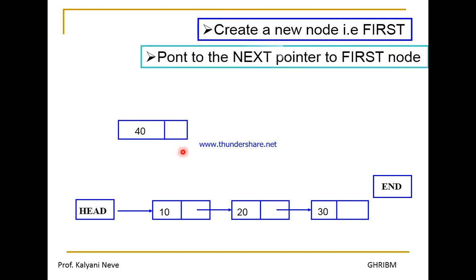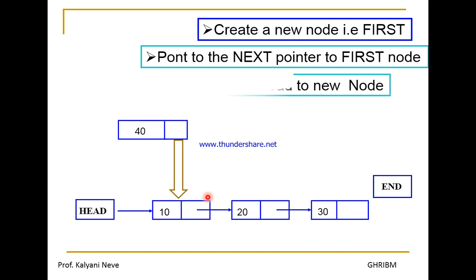Now the second step of the algorithm is to point the next pointer to the first node. Now this is the link part of the newly created node, and this stores the address of this node, because now it will become the first node and the old first node will become the second node. Now what is the third step according to the algorithm? Point head to the new node.